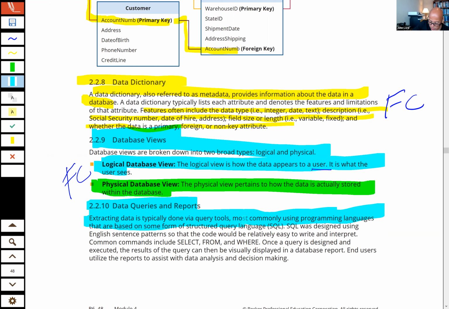A common one is SQL, Structured Query Language. When we have that sort of system, the English sentence pattern makes the code relatively easy to write and interpret. Common commands include select, from, and where, and you use this language to instruct the machine how to query and then provide different reports that you then use for your analysis.